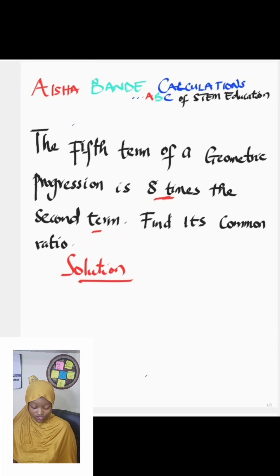So we have a simple question here to solve, which is on the geometric progression. It says the fifth term of a geometric progression is 8 times the second term. We are required to find its common ratio.